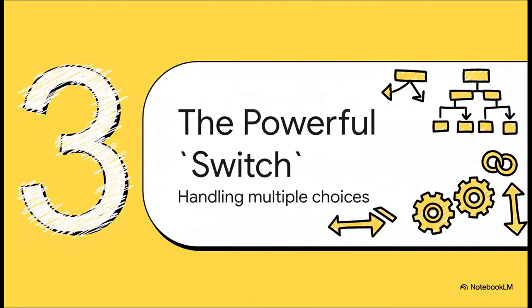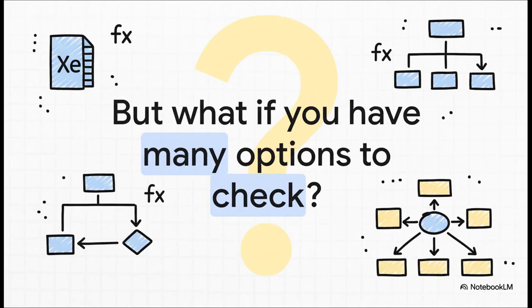So if is perfect when you have two choices, yes or no, this or that. But what happens when life gets more complicated? What if you have 3 or 4 or even 10 different paths to go down? Well, that's when we need a more elegant tool. That's where the switch function comes in. And that is the exact problem we're talking about. I mean, you could just stack a bunch of if functions inside of each other, but it gets really messy really fast. It's a nightmare to read and even worse to try and fix later. There's got to be a better way, right?